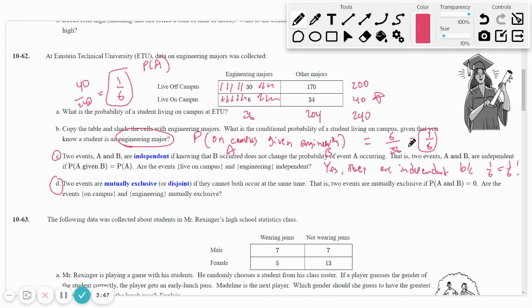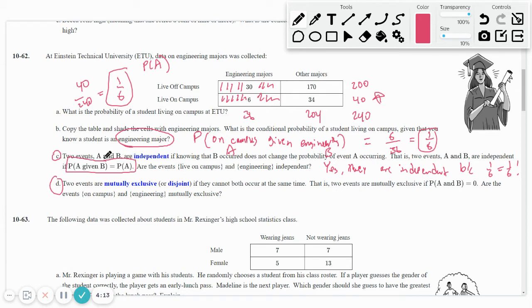On the flip side, if those two probabilities are not equal, that means they are dependent, meaning one of those events depends on the other. One of those events would have to depend on the other if these probabilities were not equal. Okay? So that's what independent is. Probability of A given B is equal to the probability of A.